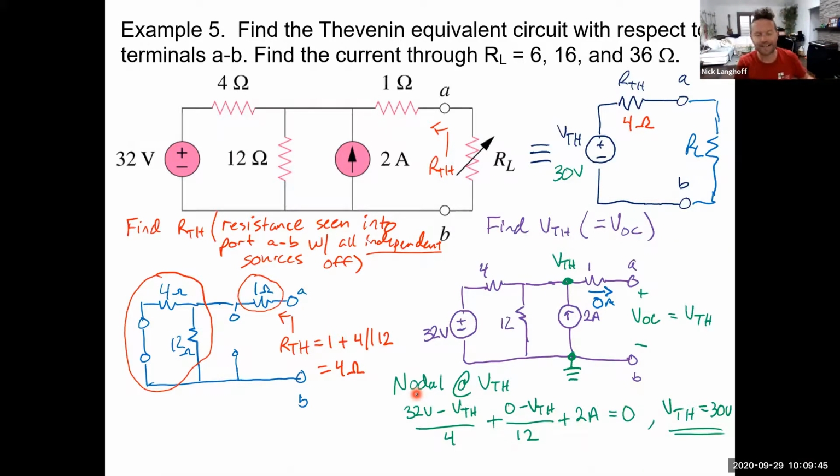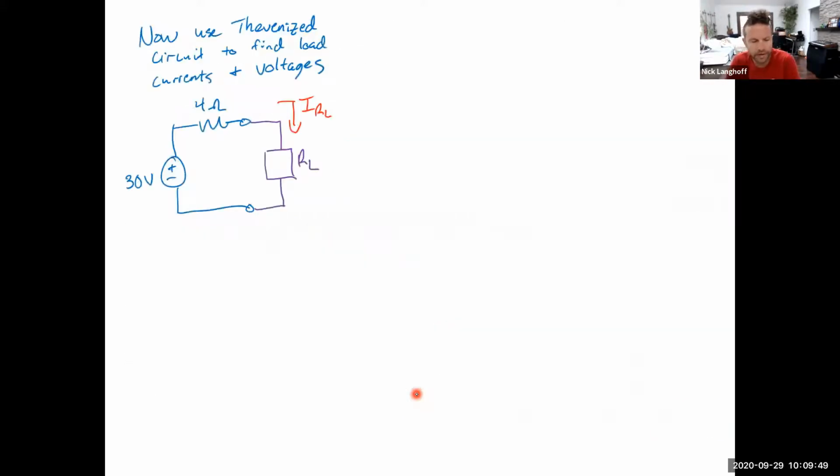Now that we've Thevenized that circuit, we can take the Thevenized circuit and use it to find circuit voltages and currents delivered to the load. So if you want to find IRL, now you have an expression for IRL. How much current is delivered to the load? It's easy to figure out. It's 30 volts, that's V Thevenin, over 4 plus RL.